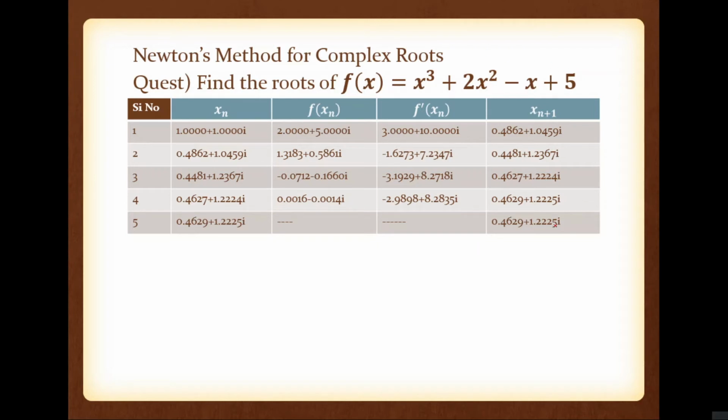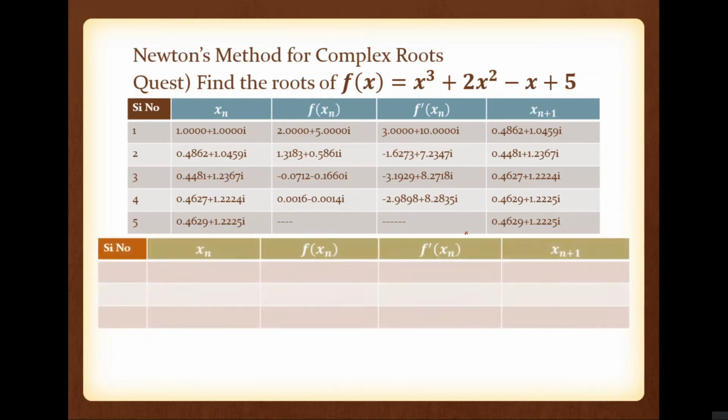So if this one is a complex root of this equation, you can find the next root also. What is the next root? Its complex pair. So its complex pair is 0.4629 minus 1.2225j. Okay. If we have a plus j root, then definitely we have a minus j root also. Okay. So we have a complex pair. So now we have two roots, 0.4629 plus or minus 1.2225j.